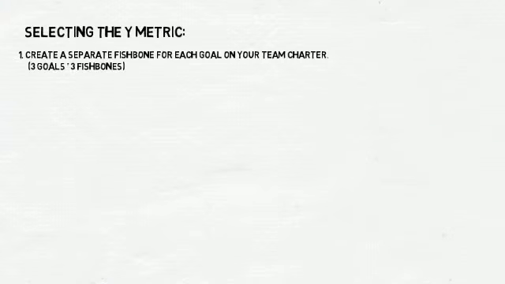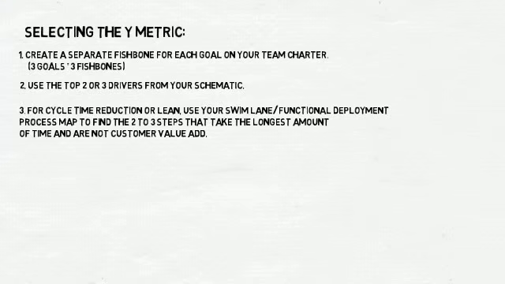1. Create a separate fishbone for each goal statement on your team charter. In other words, if you have 3 goals, then you would have 3 separate fishbone diagrams. 2. Pull the top 2 or 3 drivers from your schematic. If you have one goal for your project, and the schematic was utilized to drill down into the major drivers preventing you from achieving this goal today, then you can have 2 to 3 fishbones further peeling back the onion on this goal and gathering more detail on the top 3 drivers.